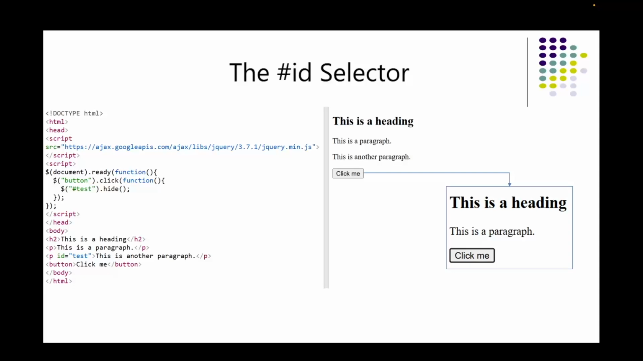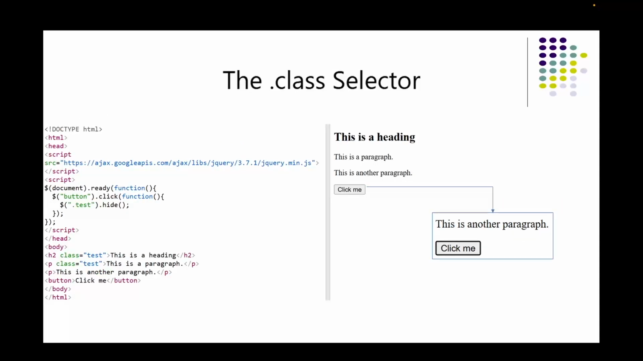So next is the ID selector that is represented with the hash symbol. This targets a single unique element that has an ID, like here, id equal to test. So it will target that element, which is very precise and efficient. And next is the class selector, which is represented by the dot symbol. So this will hide all elements that have class equal to test. So this is great for grouping elements together.